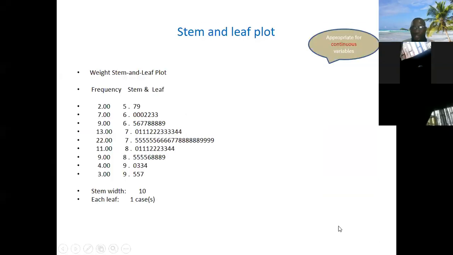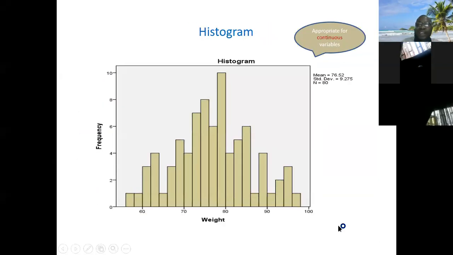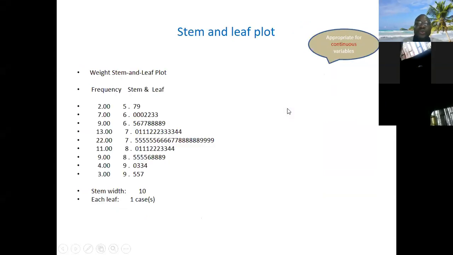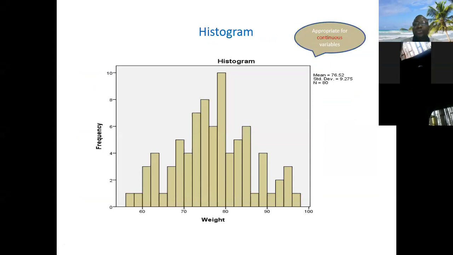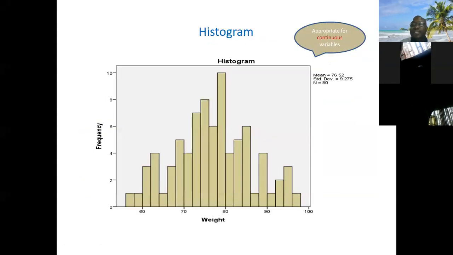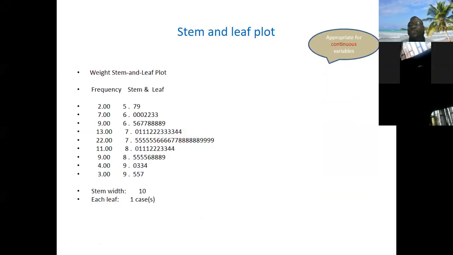So this is not exactly yesterday's data set. This is another data set, but look at the histogram and stem and leaf. You see, it's the same shape. It's the same shape, so appropriate for a continuous variable. The same thing with stem and leaf, but the difference is that in the stem and leaf you can actually see the data set, the value of the data. For this one now, it is the weight of some people that attended antenatal in Ibadan.